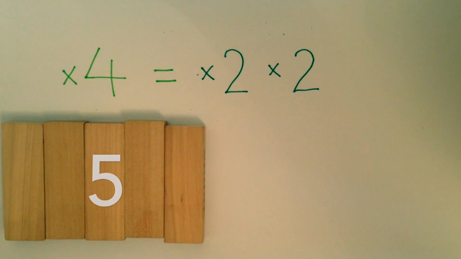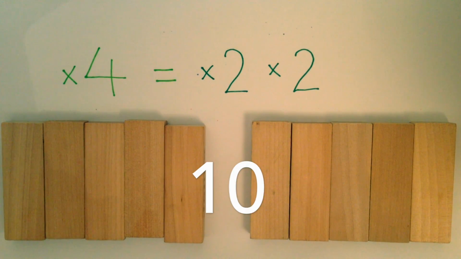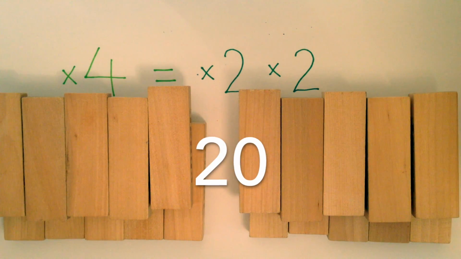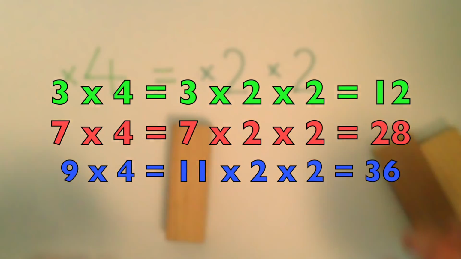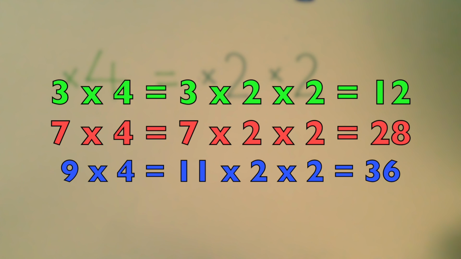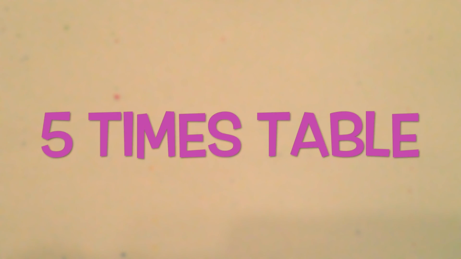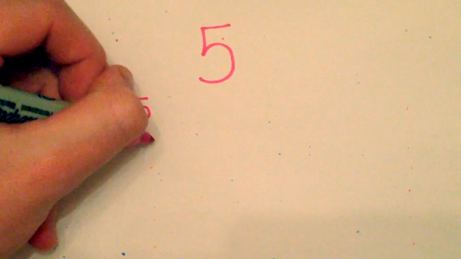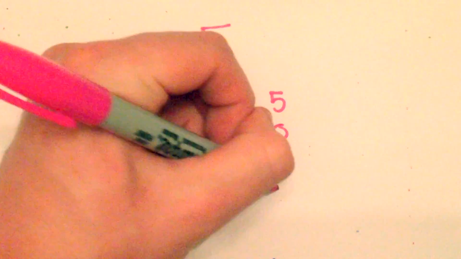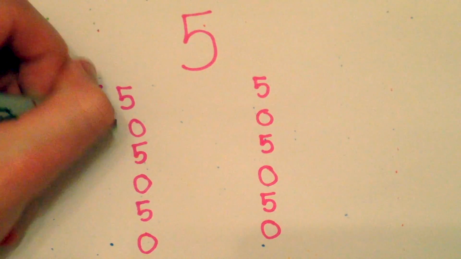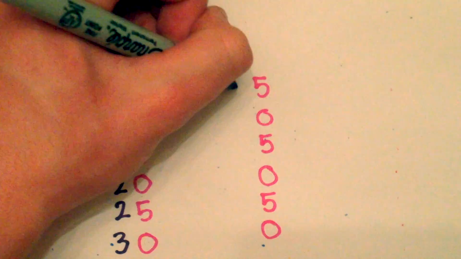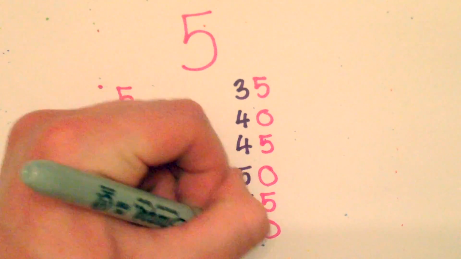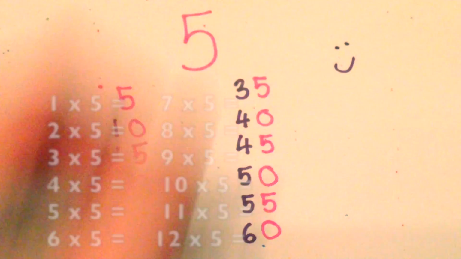When you times by 4, you can think of this as just timesing by 2 and timesing by 2 again. So 5 times by 2 is 10, and times by 2 again is 20. Here are some examples. So for 7, we times it by 2 once to make 14, and then times it by 2 again to make 28. For the 5 times table, we begin by writing the numbers 5 and 0 over and over again. We then miss out the first number and write 1, 1, 2, 2, 3, 3, 4, 4, 5, 5, and 6. That is the 5 times table.